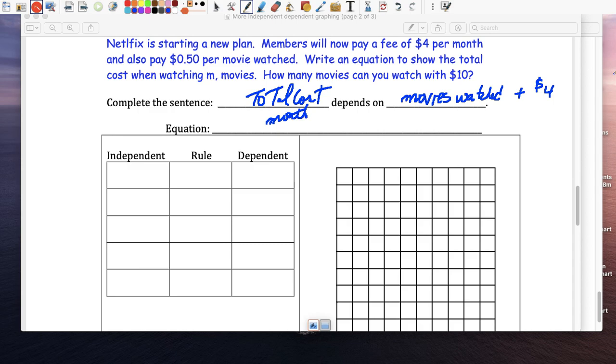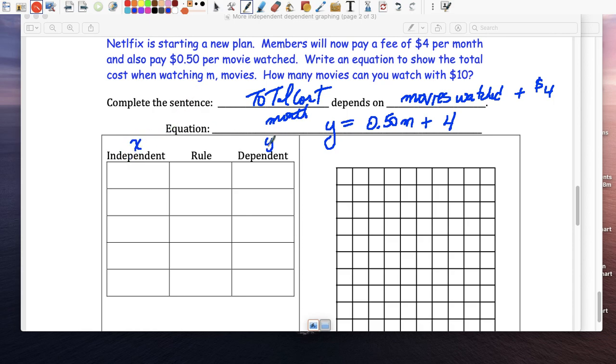Okay, so this is actually, I'm missing a word. I should have said, you could show the total cost when watching M movies per month. So Y in this case, the total cost, is going to be 50 cents per movie plus that $4 fee.